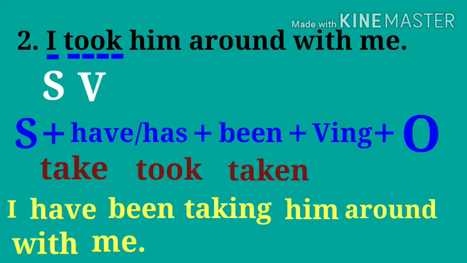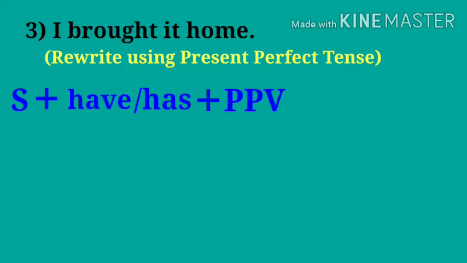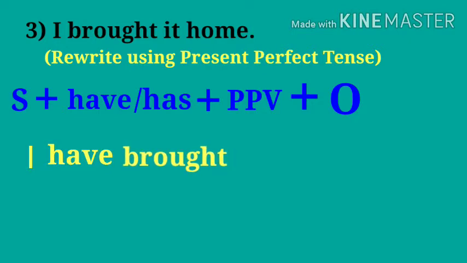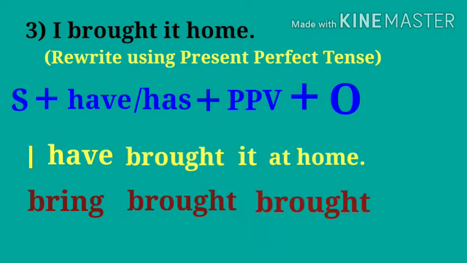Now the third sentence: I brought it home. Rewrite using present perfect tense. Present perfect. Perfect means our third column. And what is the structure? Subject plus have or has plus PPV, that is past participle of the verb plus object. So see, I have brought it at home. Brought, see the three forms: bring, brought, and brought.